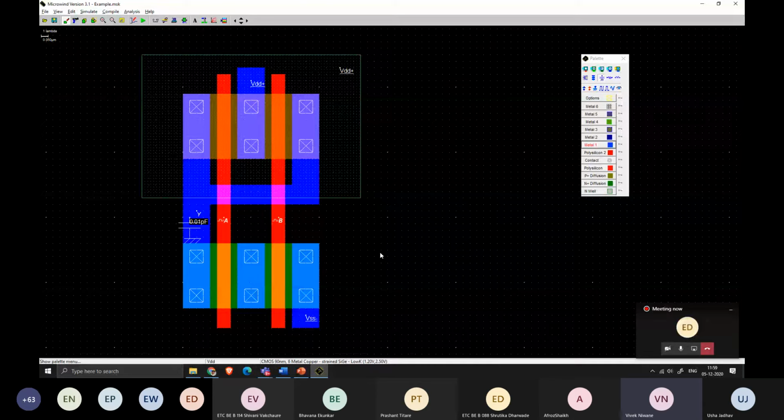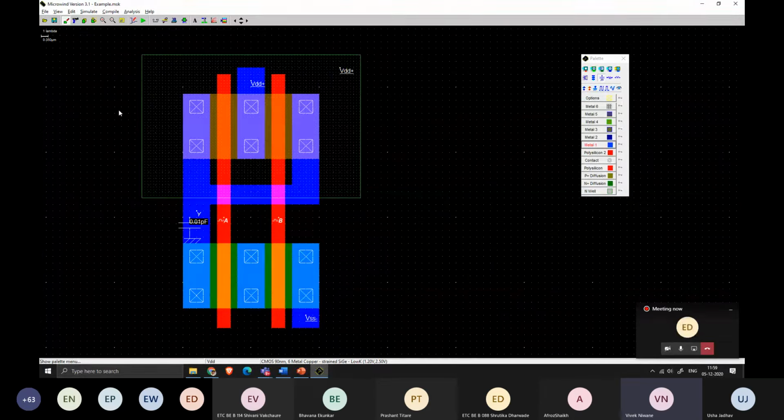It requires practice. Since I have been drawing layouts on Microwind for almost 7 years, I am much more habitual with it. Whenever you are going to draw, you are going to make mistakes. You will have DRC errors. Okay. So you have to practice.